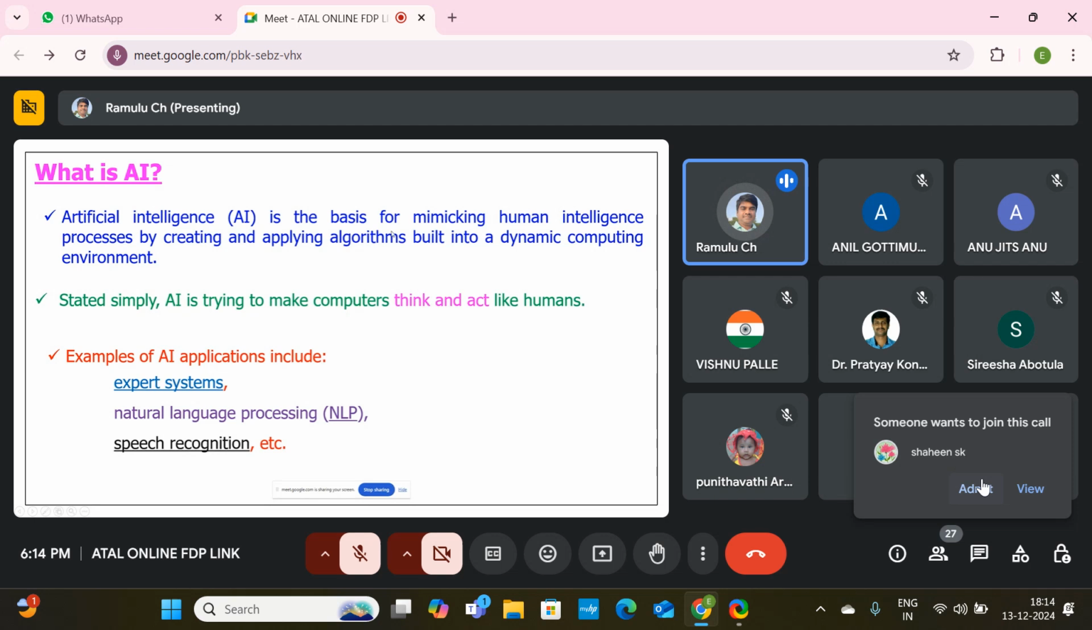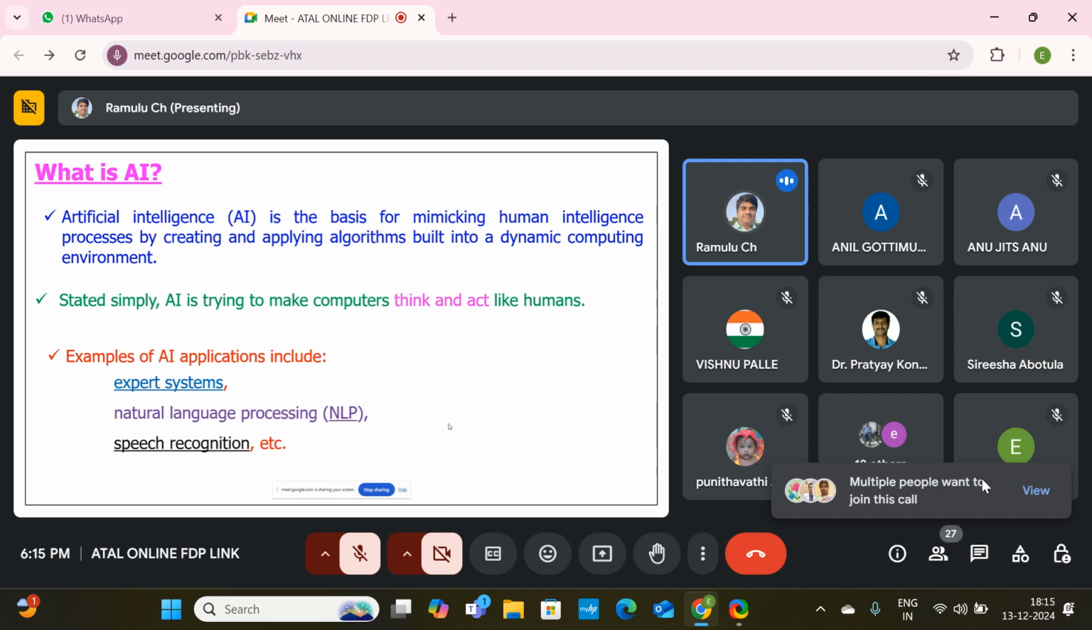So here the AI is majorly the combination of very effective, very complicated algorithms. In place of the human, the AI is playing a vital role. We need to develop crucial algorithms in order to act as per the dynamic computing environment. So simply, AI is trying to make computers think and act like humans. AI is nothing but the intelligent agents I said, in the form of computers, in the form of algorithms, which think and act like humans.